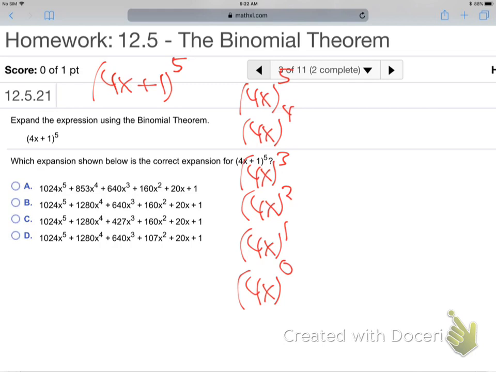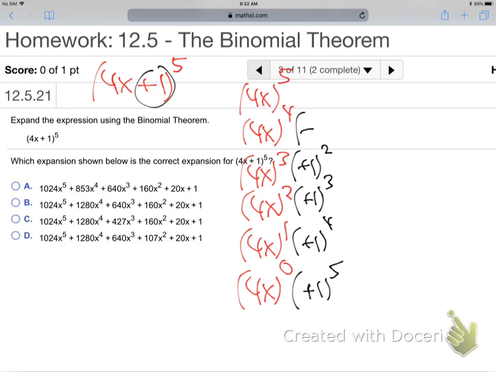So then you take the second number, the 1, right, the positive 1. You start on the bottom, 5th power, 4th power, 3rd power, 2nd power, 1st power, 0 power. Isn't that good? 5, 4, 3, 2, 1, 0.